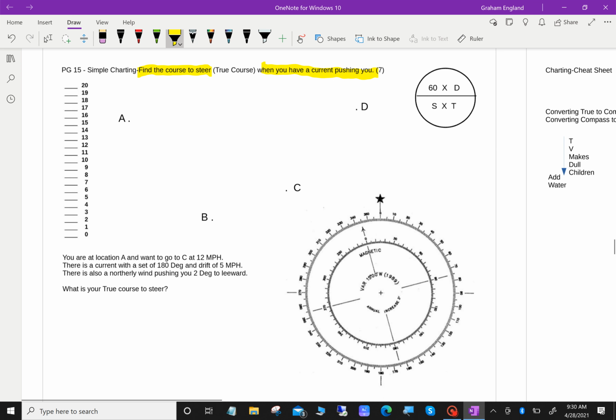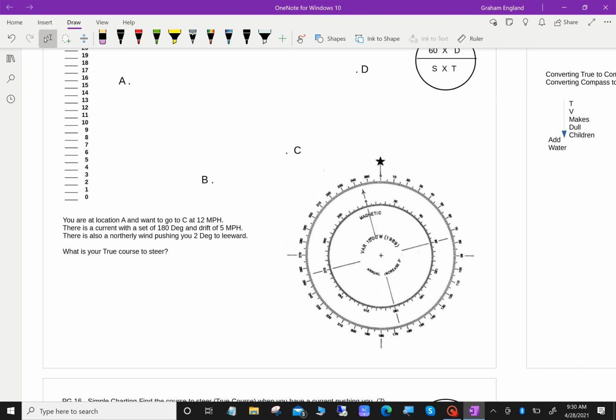So let's read the question. You're at location A and you want to go to location C. You have not left yet. You're thinking about this trip and planning it. You're going to travel at 12 miles an hour. They tell you that there is a current with a set of 180 degrees, so there is a current going 180 degrees down this body of water. If you aim straight at C, you're going to end up below it somewhere. It's going to push you down.